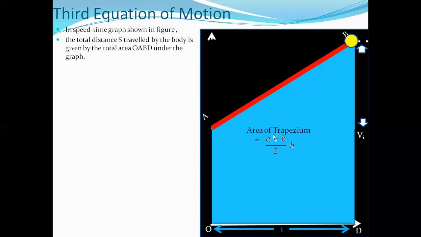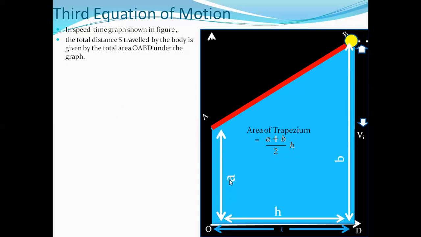So the area of a trapezium is (A plus B) divided by 2, times H, where A is one side of the trapezium, B is the other side of the trapezium, and H is the height of that trapezium. So let us mention it. This part OA is representing the A part, BD is representing the B part, and H is representing the T part. So T is represented by H over here.